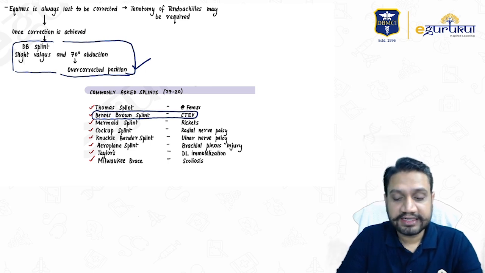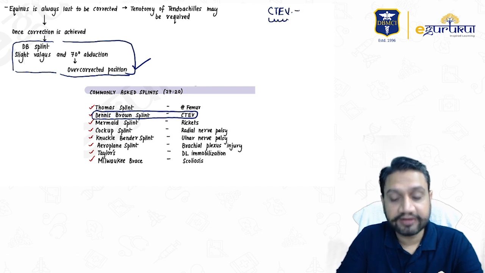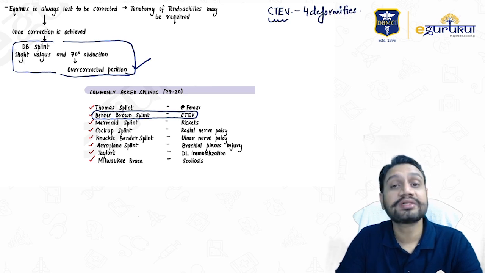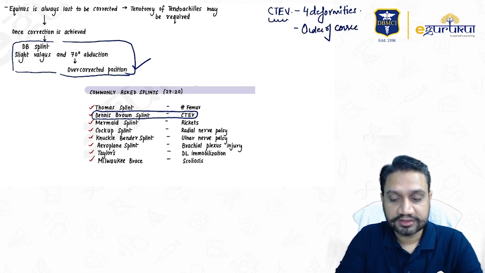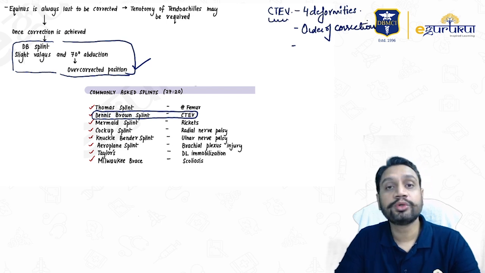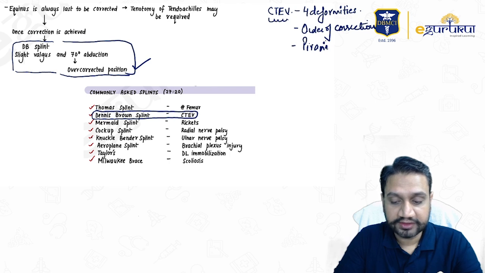So remember, what are the components of CTV which are important for any of the exams, not only FMG? First is the 4 deformities which are a part of it. Second thing you should remember from CTV is the order of correction, which has to be the same as we just discussed. Number 3, you should know that this order of correction was given by Pirani.